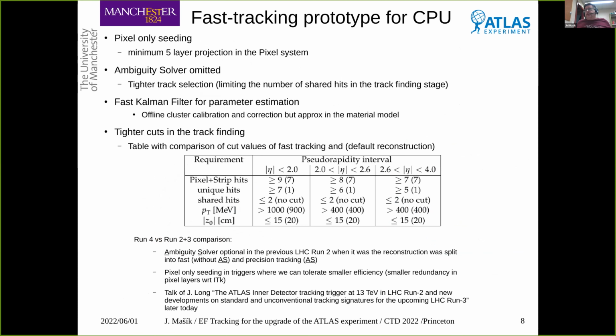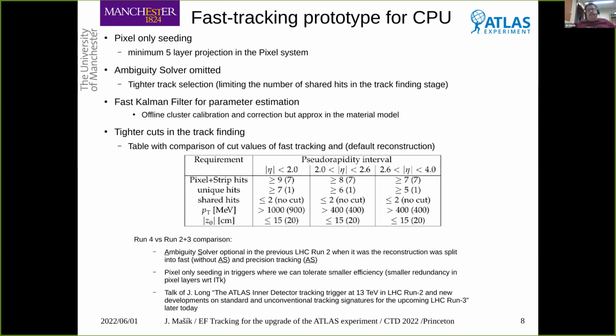So what are the key ideas for the fast tracking prototype for the CPUs? As mentioned in the previous slide, it's the pixel only seeding. The redundancy of the detector allows us to do this. Then we omit the stage of the tracking, the ambiguity solver, which deals with scoring of the tracks and trying to disentangle where hits belong if they are shared. This functionality can be moved to the track finding and also compensated by tighter track selection. We have a faster Kalman filter for parameter estimation. The calibration precision is the same, but it has an approximation in the material model.